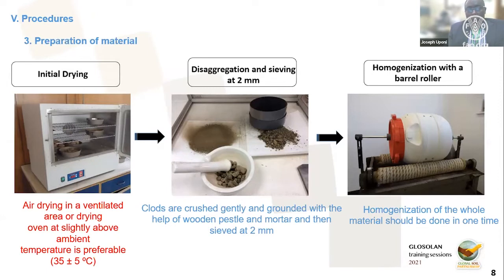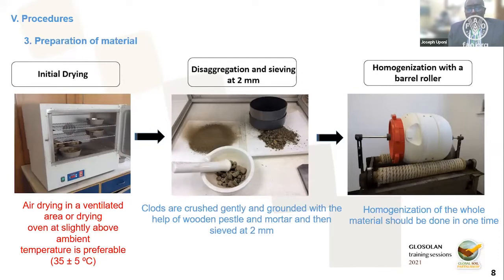If you need to dry in the oven, you must dry at a temperature of about 35 degrees plus or minus 5 degrees centigrade, not higher. Because if you dry it at a higher temperature, you'll be causing some chemical changes in the soil. So it's very important to maintain that temperature. Preferably, we would like the samples to be air dried. Once the samples have been air dried, they will need to be disintegrated.